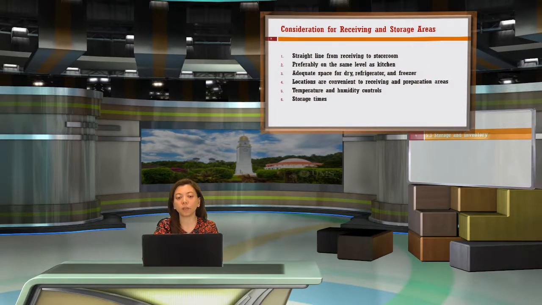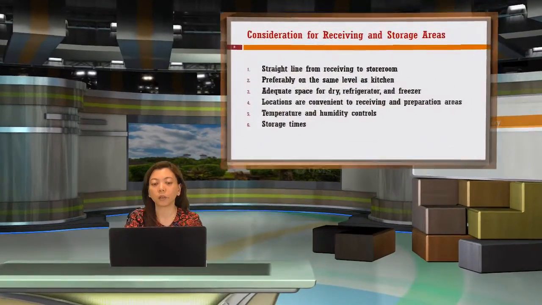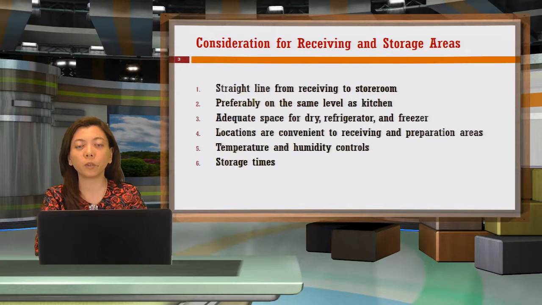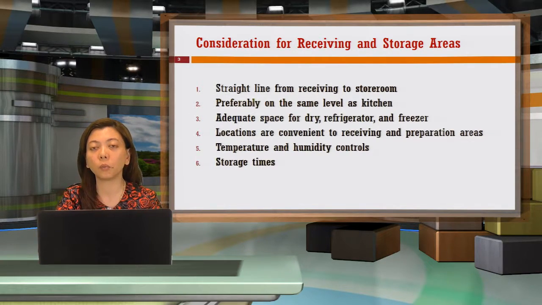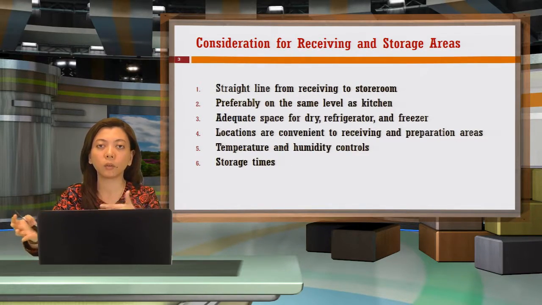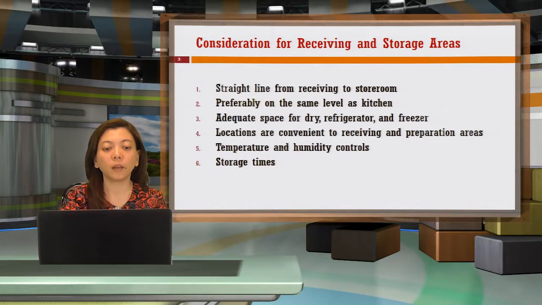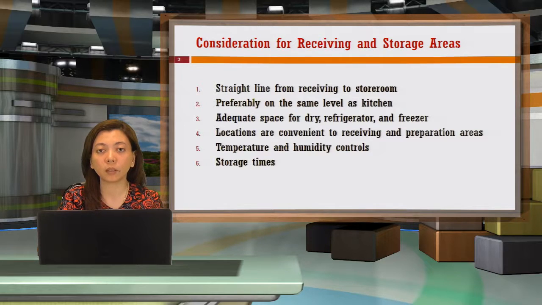So what are the considerations for receiving and storage areas? There are 6. The first one is a straight line from receiving to storeroom. Why is it important to have a straight line from receiving to storeroom? Because you want it to be easily accessed. Easily accessed means that from the receiving area, you can directly store it to the storage area. You do not have to go to a different level to store your food items or somewhere far from the receiving area. And then it is preferably on the same level as the kitchen.